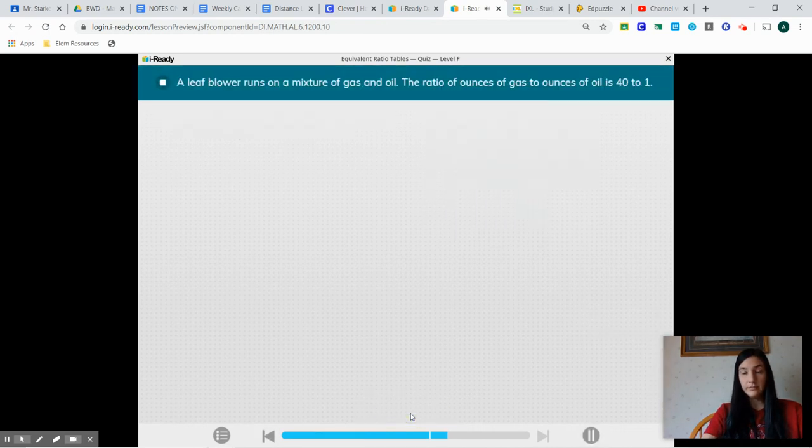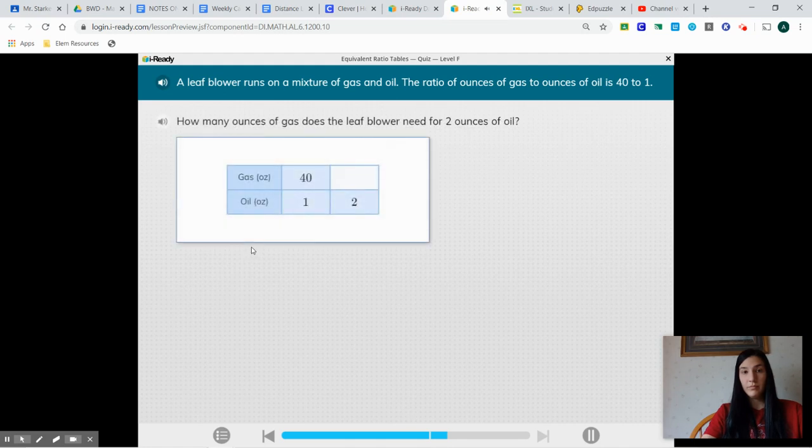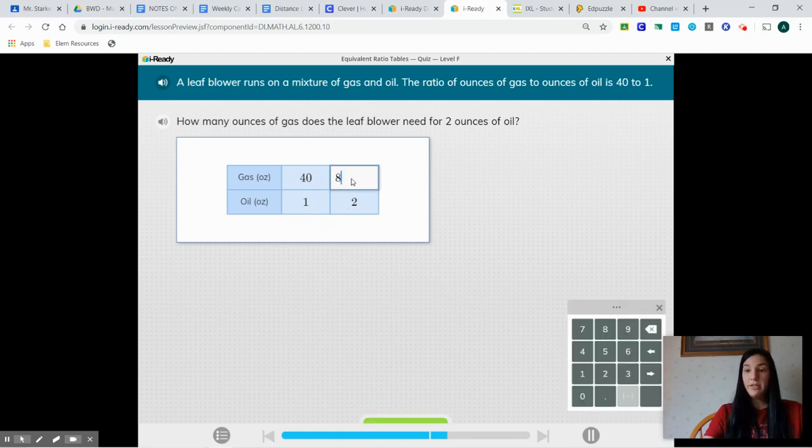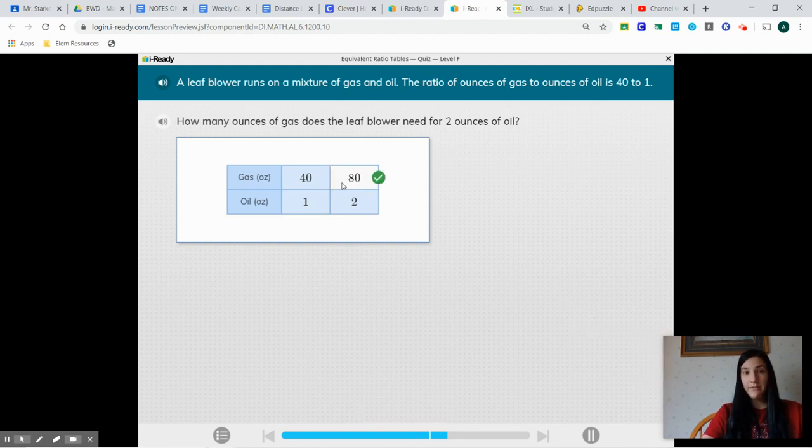A leaf blower runs on a mixture of gas and oil. The ratio of ounces of gas to ounces of oil is 40 to 1. How many ounces of gas does the leaf blower need for 2 ounces of oil? Okay, so again, going across. Here, we're multiplying by 2. So we're going to multiply by 2 up here. So 40 times 2 will give us 80.